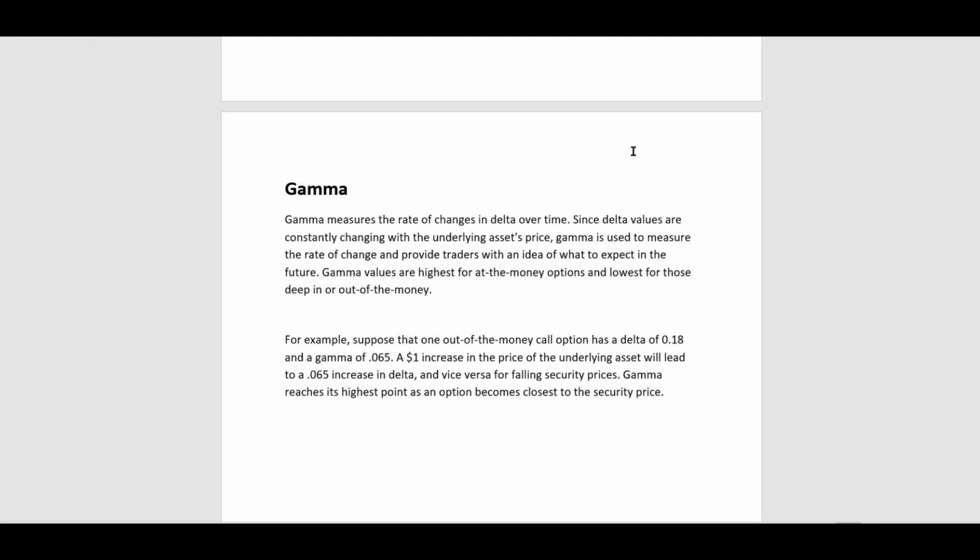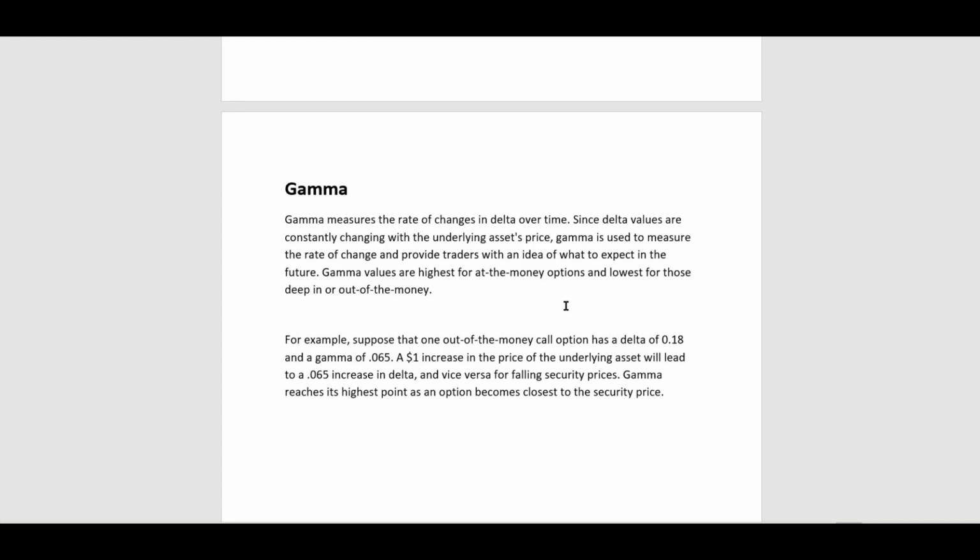So with delta, you're measuring the changes in premium price based off of the security price. With gamma, you're actually measuring that rate of change that's happening to delta. So as you can see, I wrote out, since delta values are constantly changing with the underlying asset's price, gamma is used to measure the rate of change and provide traders with an idea of what to expect in the future.